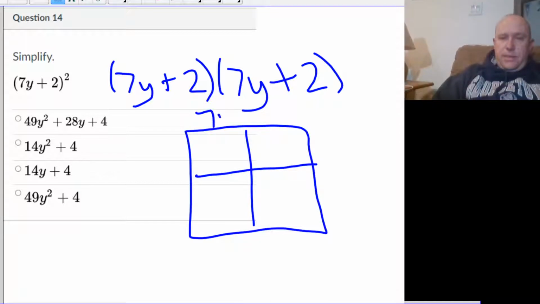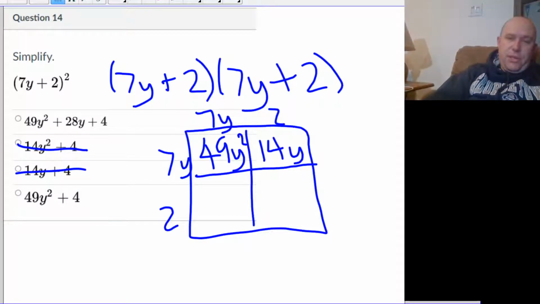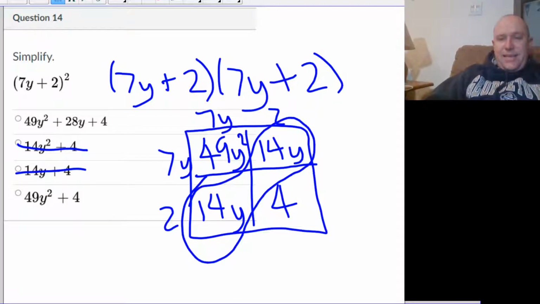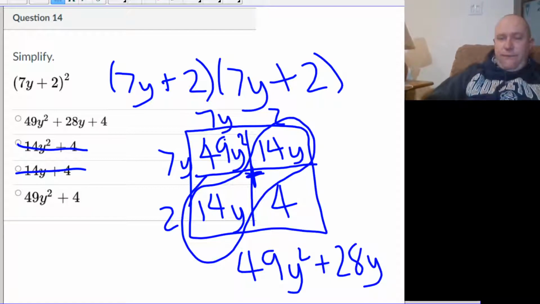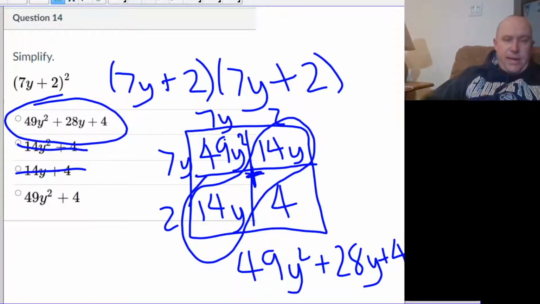So let me fill in the grid. 7y and 2, 7y and 2. 7 times 7 is 49, and y times by itself would give me y squared, and I'm already eliminating answers as I go through. 7 times 2 is 14, and there's a y in the question. 2 times 7 is also 14, and there's a y here as well. And 2 times 2 is 4. And then as we add these terms together in the middle, start at the top, 49y squared. 14 add 14 is 28, and the 4 is clearly a positive 4, which means it would be this answer here. So certainly keep an eye out for that question.